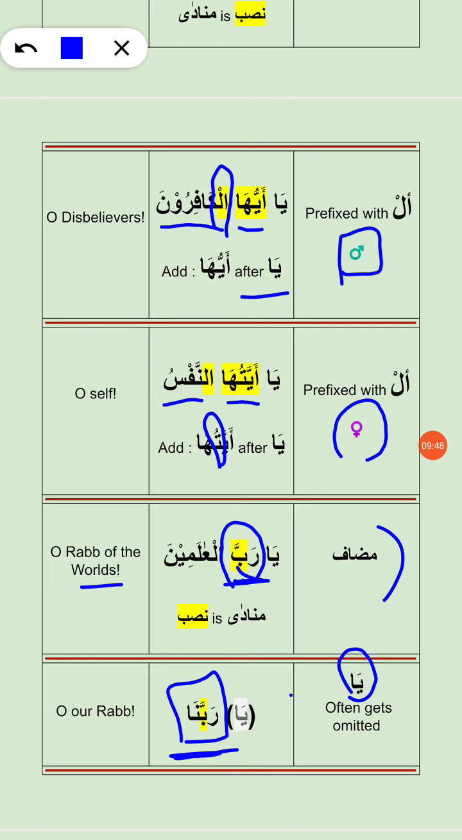But we are calling out to him, and it's the Rabb who we are calling out to, and that is muzaff. So what happens to muzaff whenever it gets called out to? It becomes nasab. Therefore, it becomes Rabbana. And it is actually Ya Rabbana, but since the harakat of the word Rabb tells us that it can only be nasab at this moment because of ya, it's okay if it gets omitted. Okay, so this ya often gets omitted in these situations. That's how we get Rabbana.